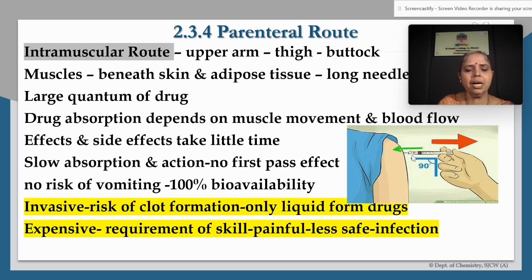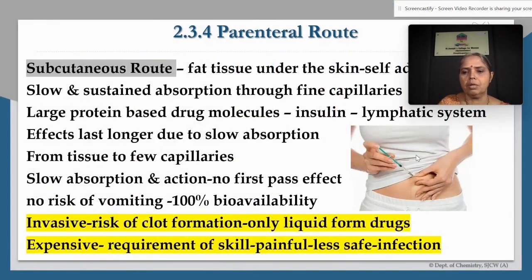Now in this route, the drug absorption will be a little late. Intravenous means directly into the blood, but from the muscle the drug has to diffuse into the blood capillaries, and through the fine blood capillaries it will have to reach bigger capillaries. From there the circulation will start. So effects and side effects take a little time. It is slow absorption, no first pass effect, no risk of vomiting. It is also invasive, expensive, and there is also risk of infection in this particular mode.